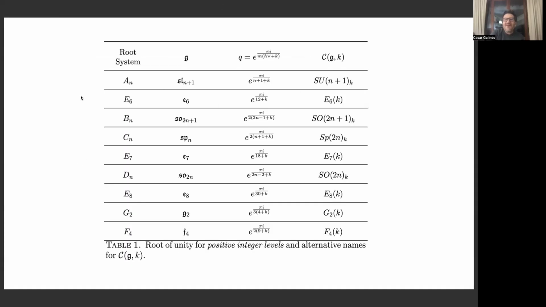There is a notation that is sometimes used a lot in physics papers, and it's that for A_n they use SU(n+1). That is, if we know the compact groups associated, this is quite natural. And the same for the others: SO, Sp, and so on.